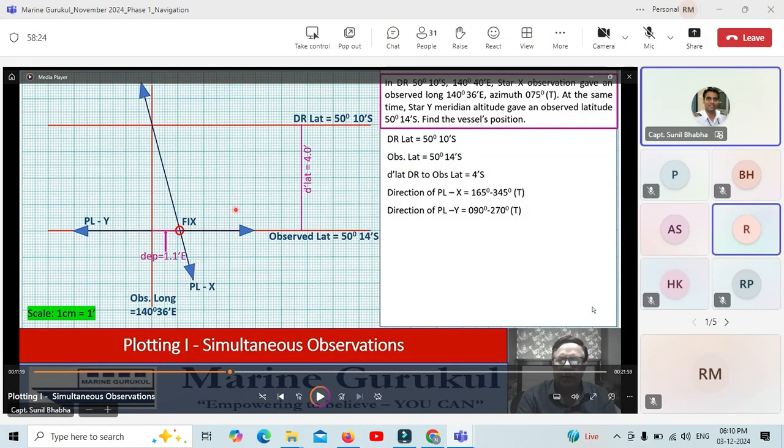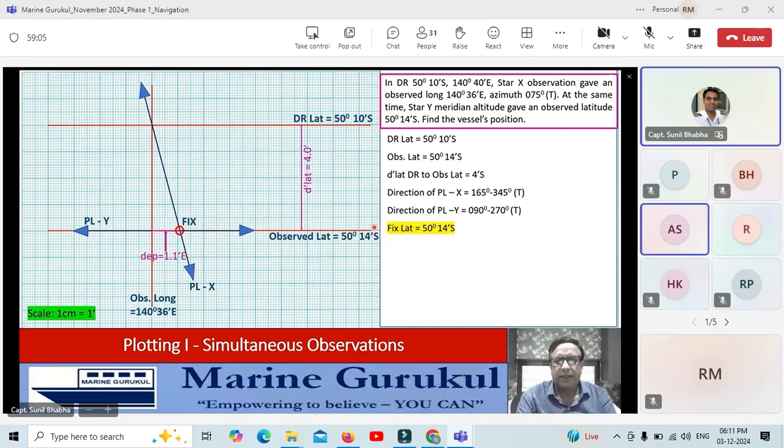Okay, sir. But the value will be different, right? Obviously, beta. If you want to go to the fix from 140.36, the departure will be something else. If you want to go to your fix from 140.40 east, the value has to be different. Yes, sir, but the fix remains the same. Fix will remain the same, beta. Whichever reference longitude you take, the longitude or latitude of the fix will remain the same.